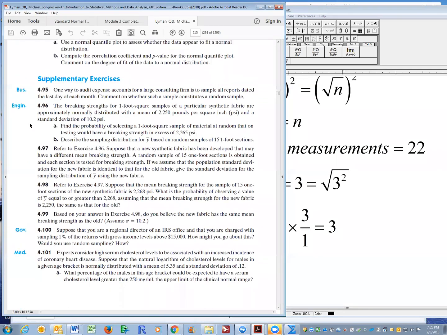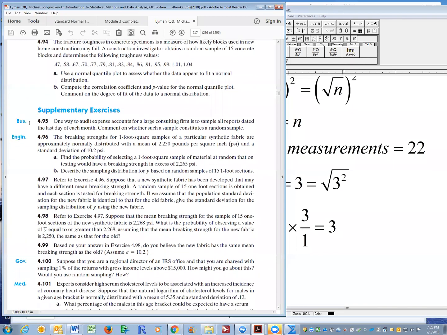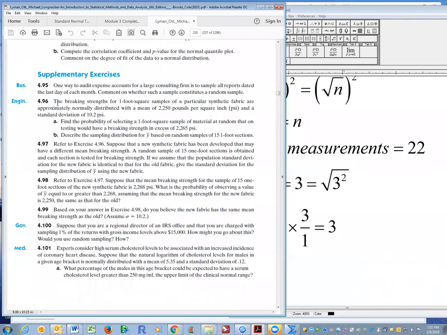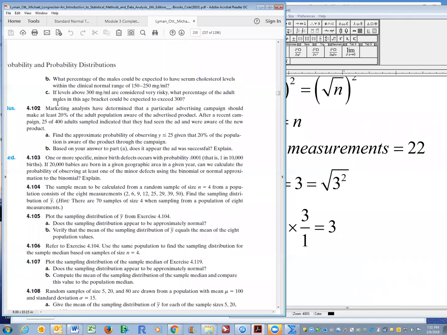So I'm looking at part C on that one, where it's asking if the cholesterol levels are above 300, what percent of adults in that age bracket could be expected to exceed 300? So I worked that just like I did A. That one was asking if it was greater than 250. Right. So the answer that I have is 0.0018. I cannot come up with anything else other than that.